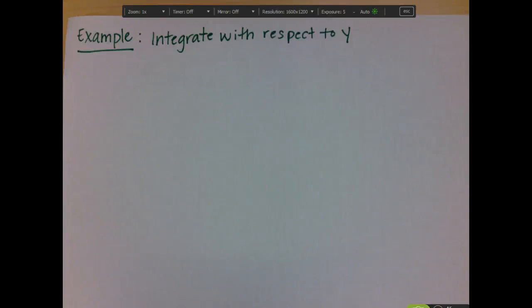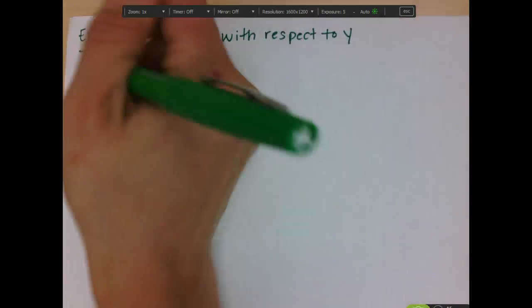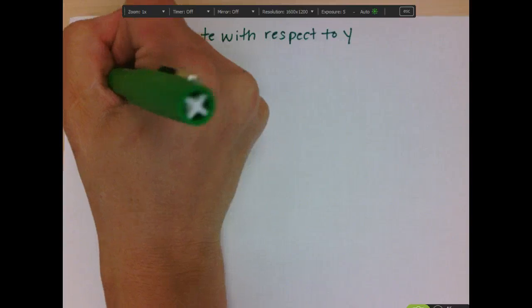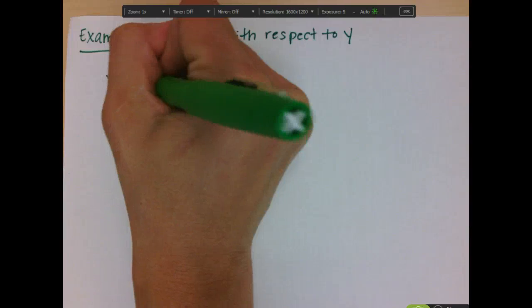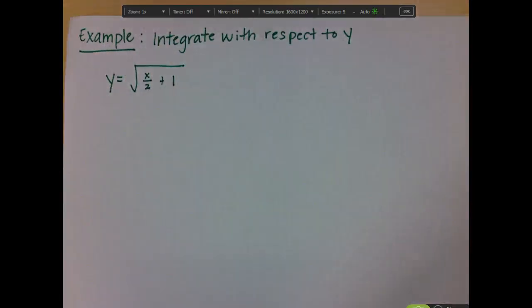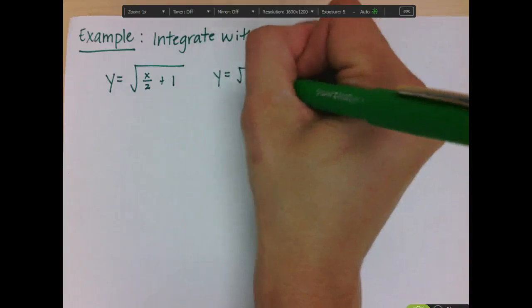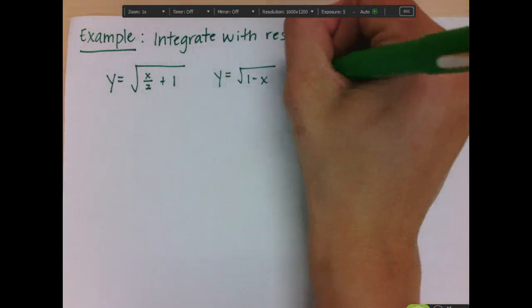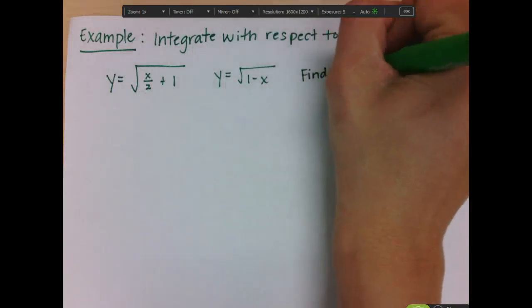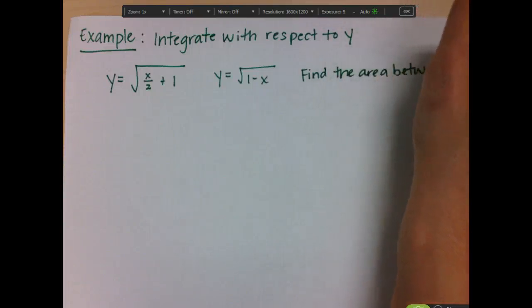Okay, so let's say that we have two curves given. So we've got y equals the square root of x over 2 plus 1. And we've got another curve, y equals the square root of 1 minus x. And so what we want to do is we want to find the area between these two curves.